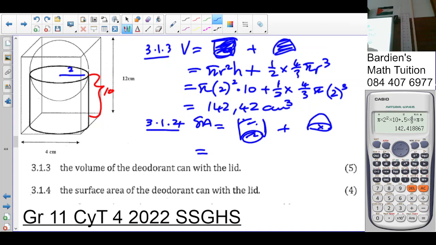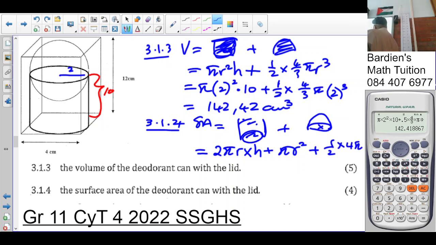To calculate the surface area of a cylinder, it is going to be the perimeter of the base, which is 2 pi r, times height, plus twice the area of the base, but we are only going to consider 1 here, so it's going to be pi r squared. Plus, for the hemisphere, it's a half times 4 pi r squared. That's the top part here. It's normally plus pi r squared, which is the base here, but we're excluding that base. Okay, so let's go with that.